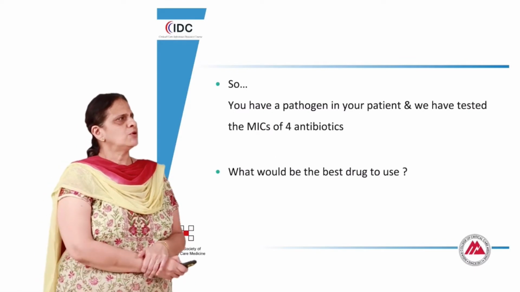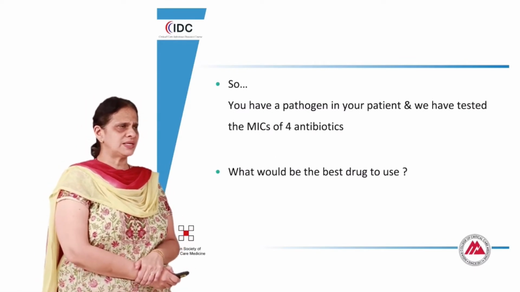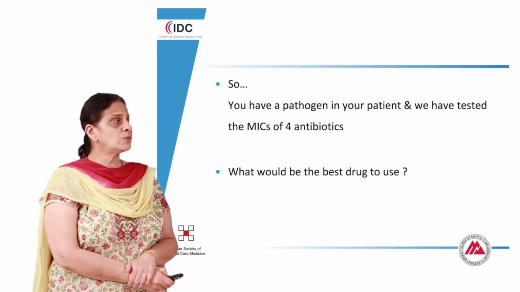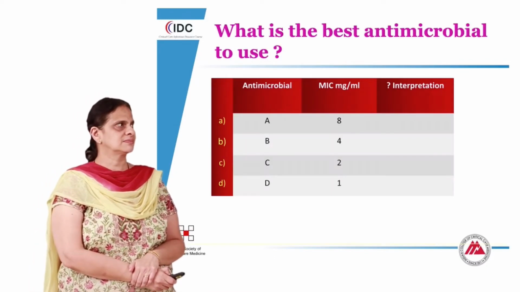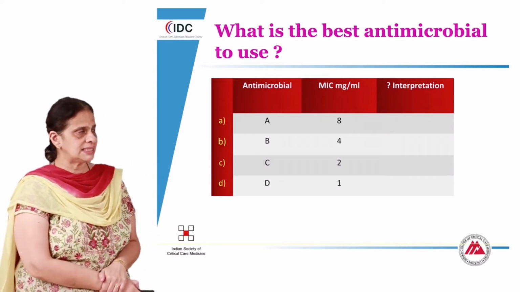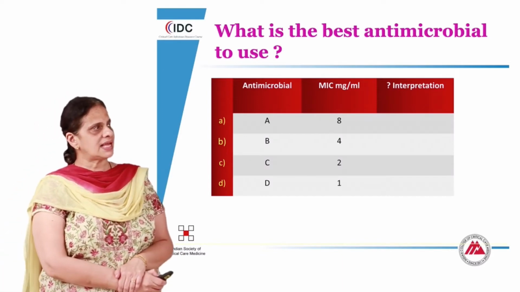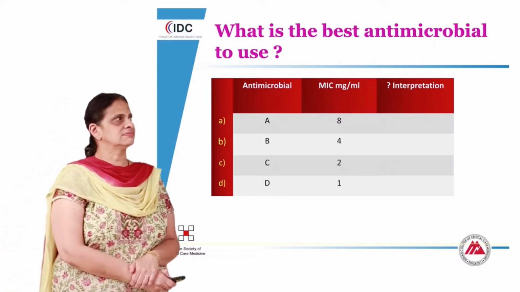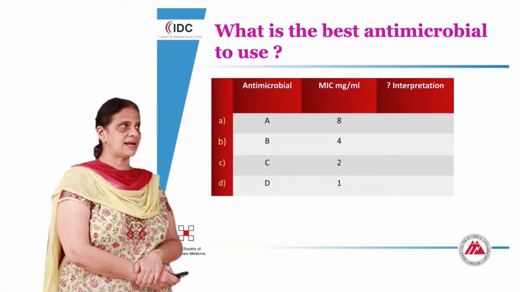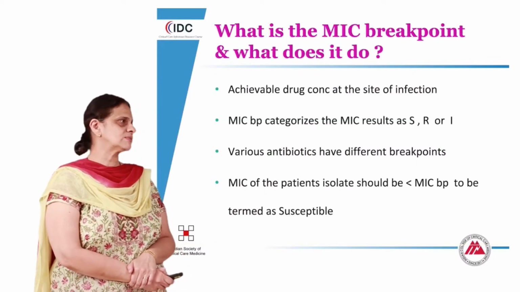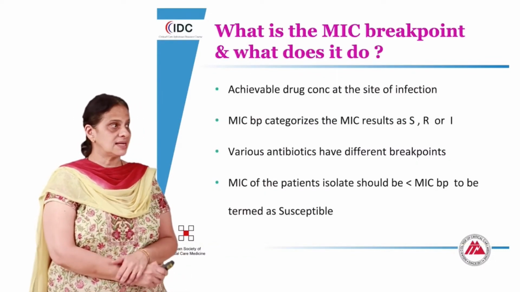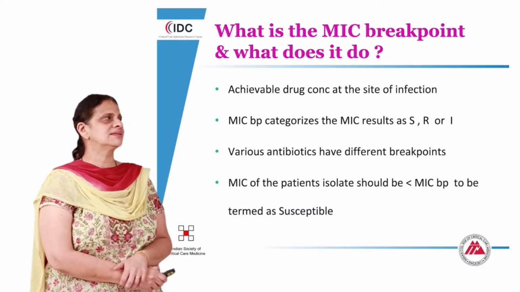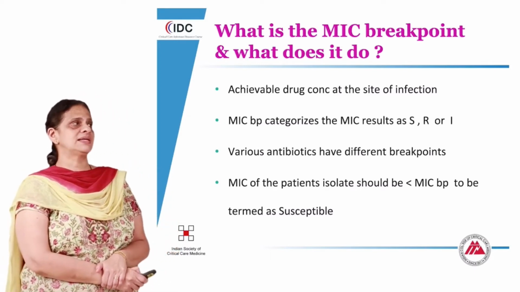So, I'm going to ask you this. If you have a pathogen in your patient, and we have tested the MICs to 4 antibiotics, what would be the best drug to use? Here you have antimicrobials A, B, C, D, and you have these MICs 8, 4, 2 and 1. I will ask you, what would you think intuitively would be the best antimicrobial to use? Most of us would jump at what seems the lowest, that is 1.